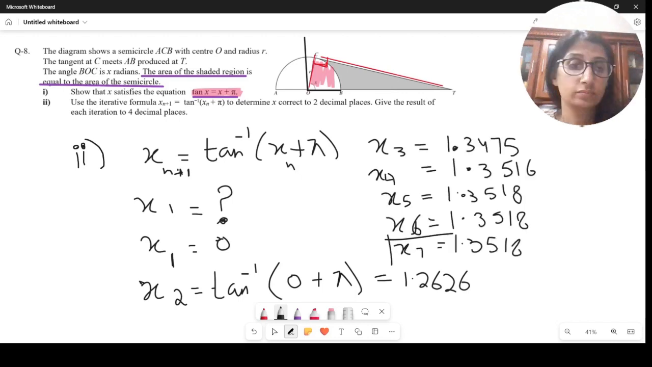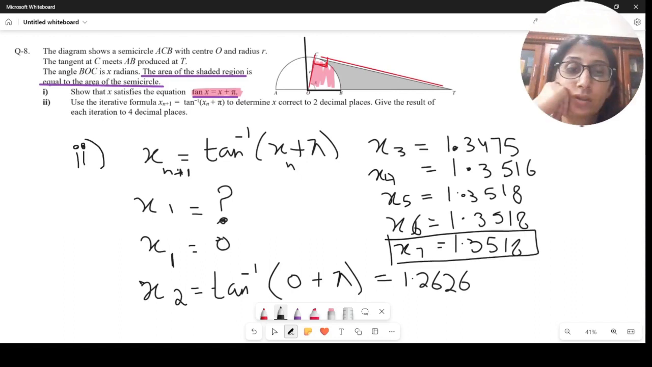Okay, so the final answer has to be given correct to 2 decimal places. So the value of x would be 1.35 after rounding to 2 decimal places. Any questions? If not, then we move on. Question 9.